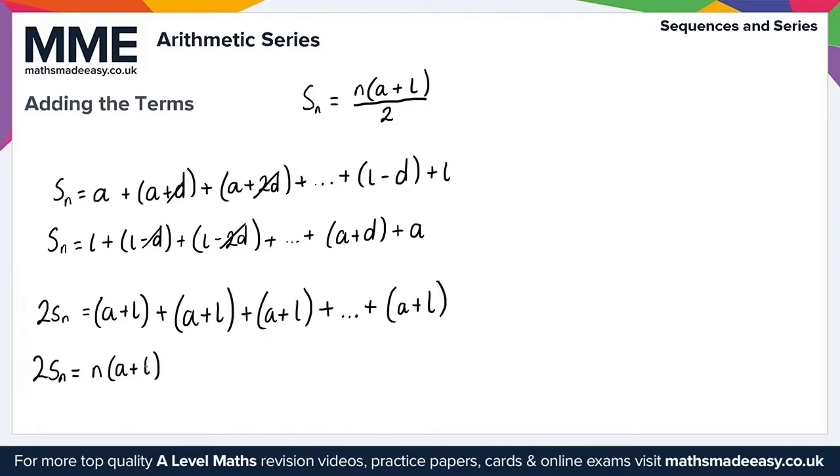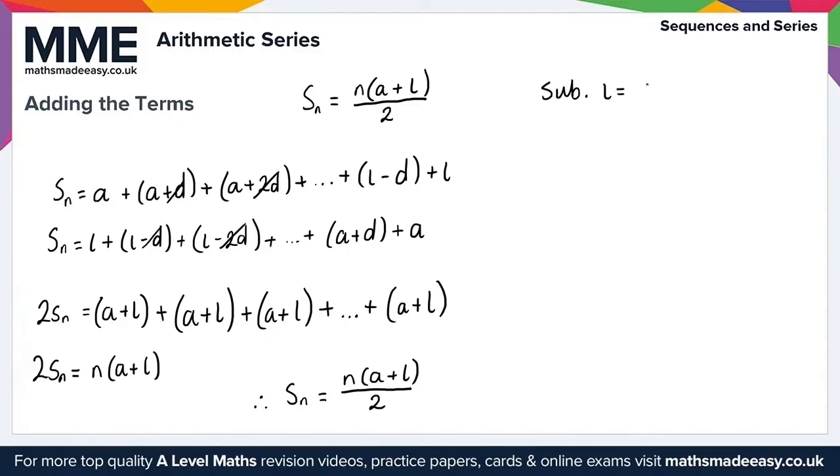And in that case, if we simply want Sn, and we can see we're extremely close to this result here, we would just divide here by this 2. So therefore, Sn is simply given by n lots of a plus l divided by 2, giving us the result that we started with.